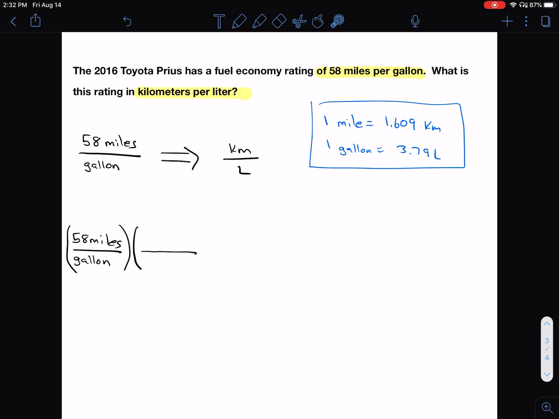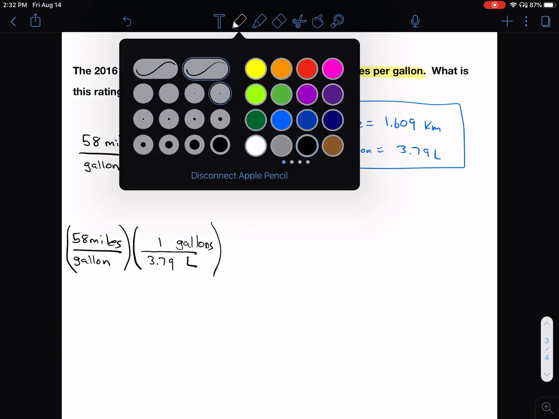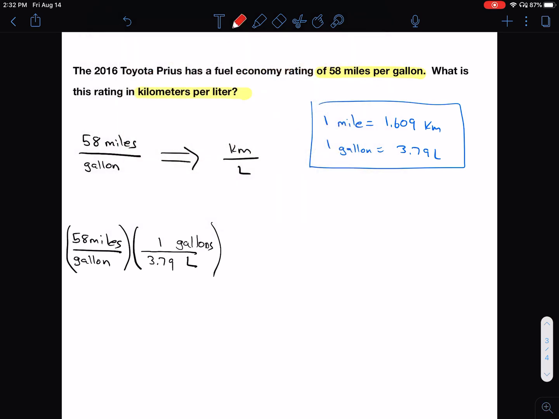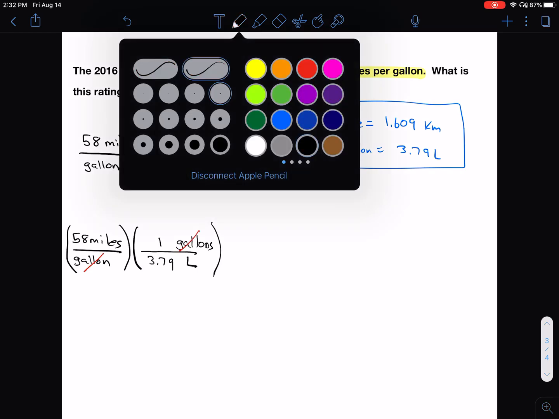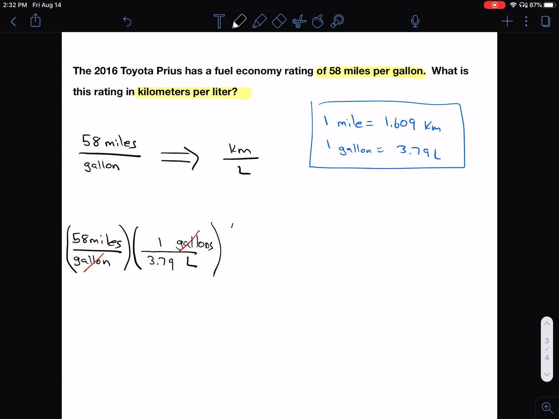Notice in this case, if we're going to get rid of gallons, gallons are on the bottom of our fraction. So if that's the case, then we're going to want our gallons to cross out to be on the opposite side. So I'm going to put those on the top, and I'm going to put our liters on the bottom. So that was 1 gallon to 3.79 liters. And again, make sure we set this up right. We can cross out our units. So gallons on the bottom, gallons on the top. Those would cross off. And now we want to get miles to kilometers.